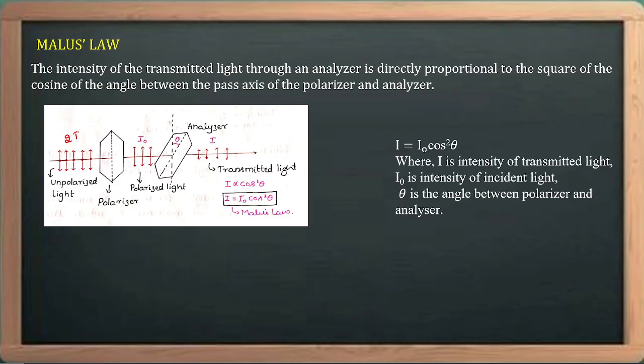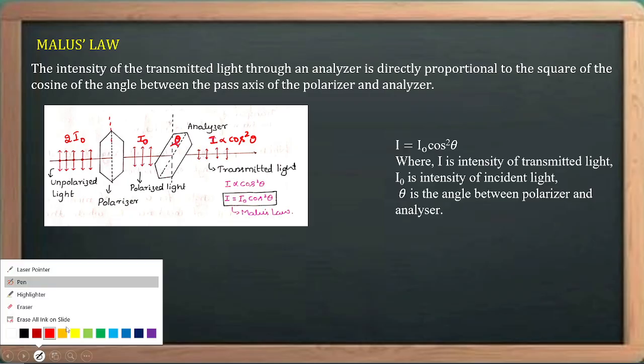So if you consider here, unpolarized light of intensity 2 I naught falls on the polarizer. It has a pass axis in this direction, along the y-axis. The polarizer filters the unpolarized light, and the light coming from the polarizer will have the intensity I naught. When it is allowed to pass through an analyzer, which makes an angle theta with the polarizer, the intensity of transmitted light is directly proportional to cos square theta.